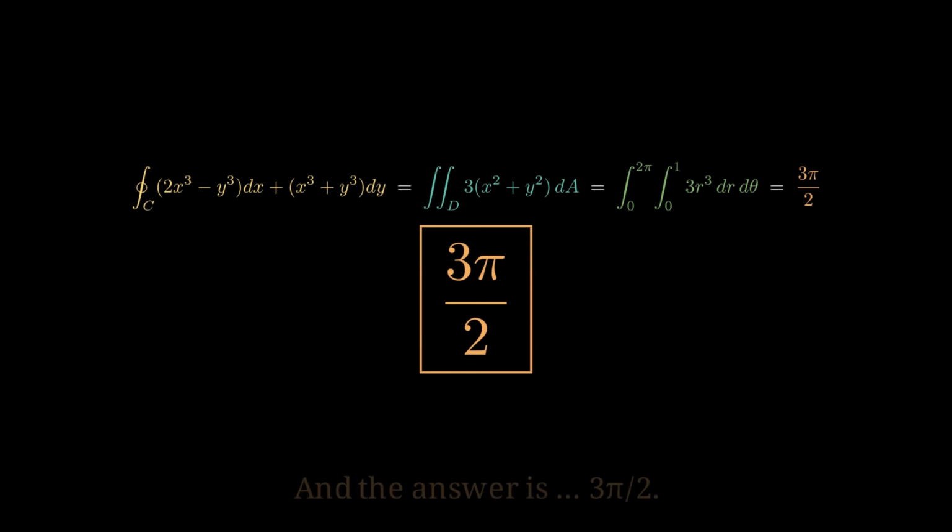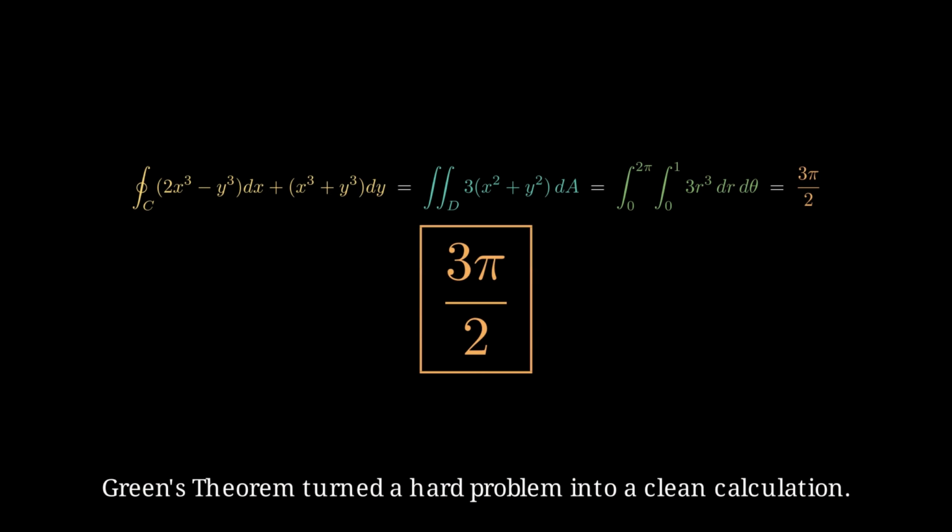We started with a line integral that had cubic terms, 2x cubed, y cubed, x cubed, going all the way around a circle. If we had tried to evaluate that directly, we would have needed to parameterize the circle as x equals cosine t, y equals sine t, substitute everything in, expand the cubes, and integrate over a full period. It would have been messy and long. Instead, because we recognized Green's theorem could apply, we converted the problem.